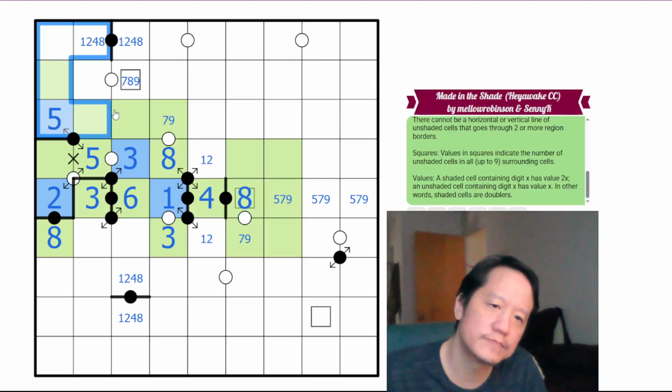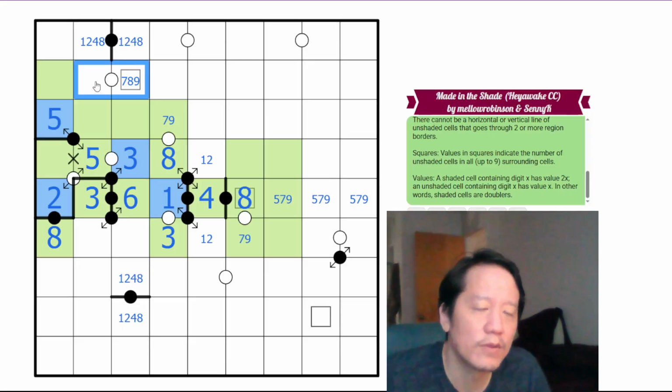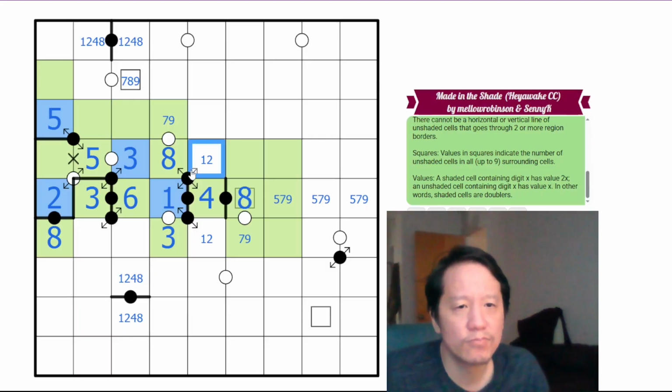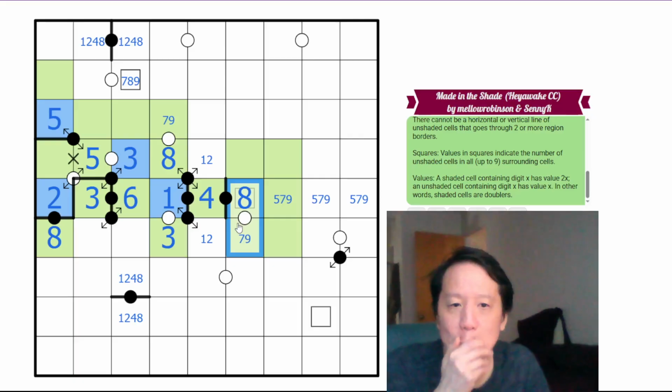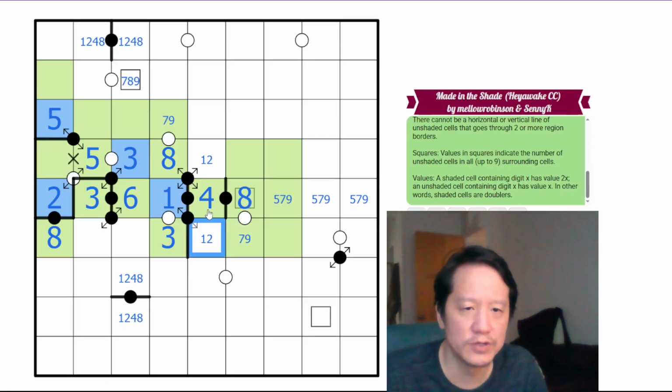Hmm. These two are the same region. These are the same region. This is a different region than that. This is a different region than that. These are different regions. This is the same region. And these are different regions. So this is definitely a border. But we still could have a border here, right?